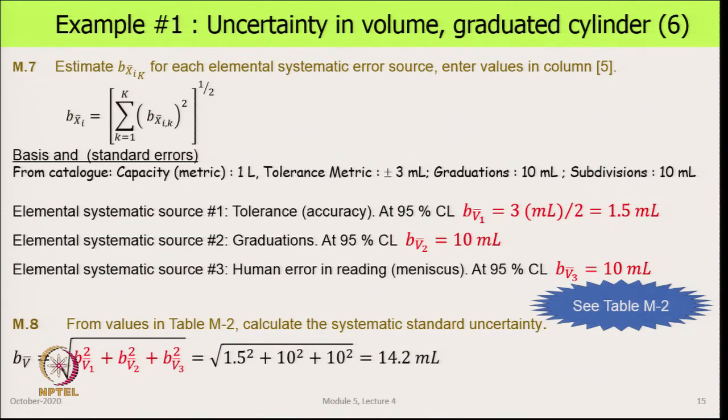Next, we calculate the elemental systematic errors, and since we have those three sources, we write down here source number 1, systematic error source number 1, tolerance or same as accuracy. And here we go to one of those criteria in ISO GUM, which says that if the accuracy is reported at 95% confidence level, then the standard error associated with that is the value of the accuracy divided by 2, because 95% corresponds to plus minus 2 sigma.